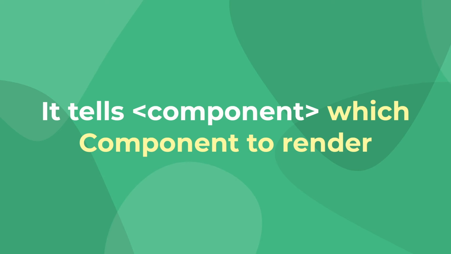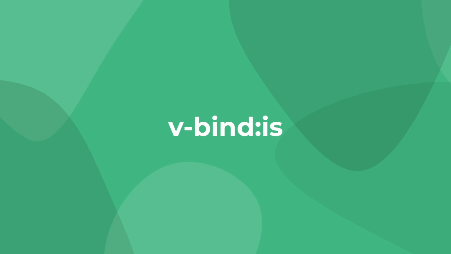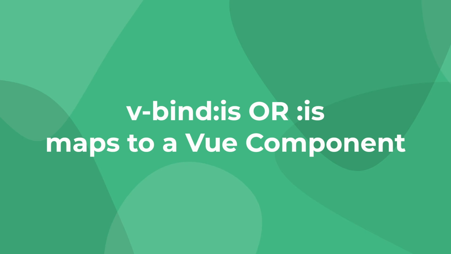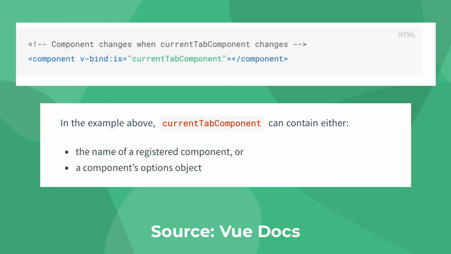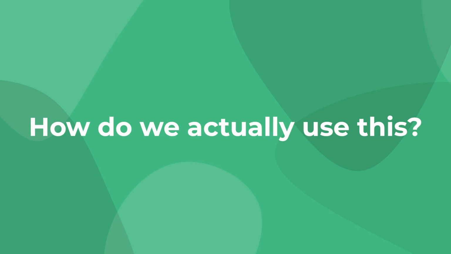Essentially, it tells the component element what it is. The v-bind:is, or just :is for shorthand, points to a registered component. And we can pass it two different types of parameters, the name of the component or the options object of a component. So how do we use this?